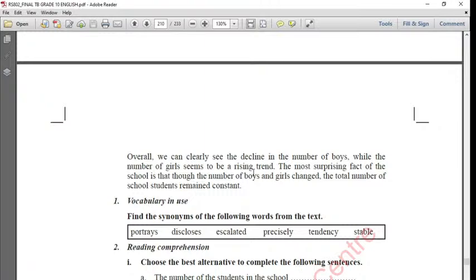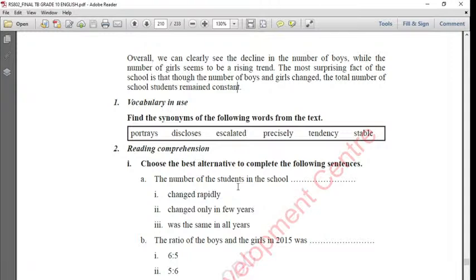The most surprising fact of the school is that though the number of boys and girls changes, the total number of school students remains constant. Okay, so vocabulary news: find the synonyms of the following words. That is, depicts, portrays, discloses, shows; escalated, rising; precisely, exactly; tendency, possibility, prone to; stable, same, constant, etc.